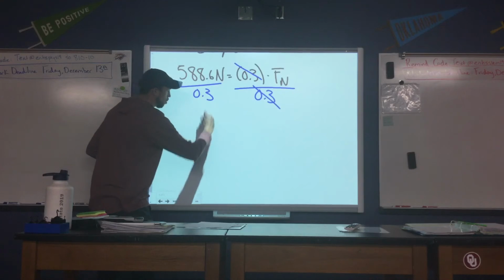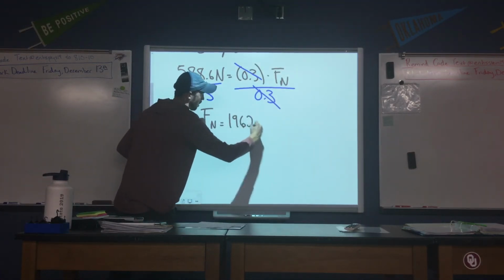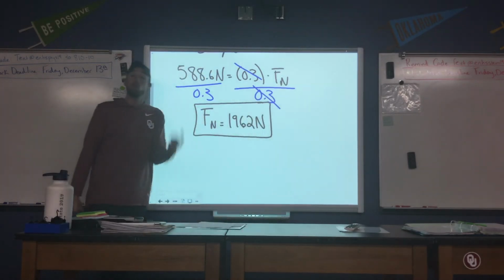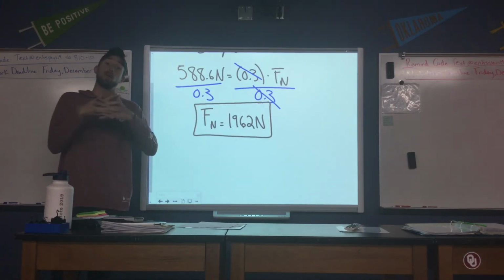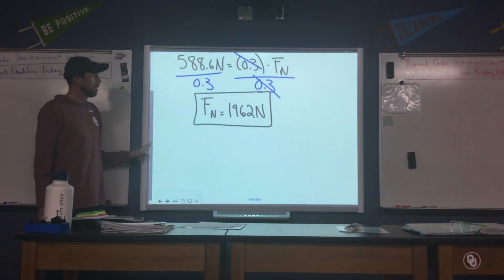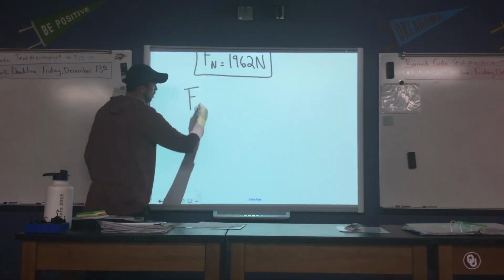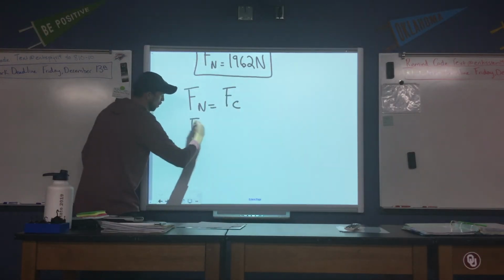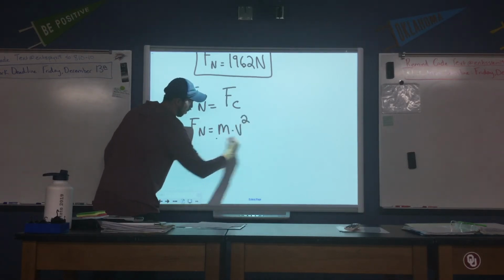So now we know our normal force, Fn, is equal to 1,962 newtons, which is very helpful because our normal force is acting as our centripetal force. So we can set that equation equal to this value. So here we go. Now that we have our normal force, we can move on to show that our normal force equals our centripetal force. So the normal force is equal to this equation, mv squared over r.